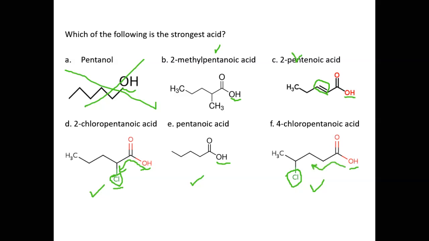So we can go ahead and get rid of this one. Oh, I forgot B, but B is electron donating, so it's going to put a little bit of electron density back in. So we can get rid of that one. E doesn't have any groups. Get rid of that one. So now it's between D and F. Again, the closer the electron withdrawing group is to the reaction center, the stronger the acid is. So the stronger the ability of that electron withdrawing group to remove electron density. So this would be the strongest acid out of these.